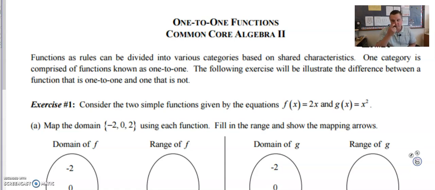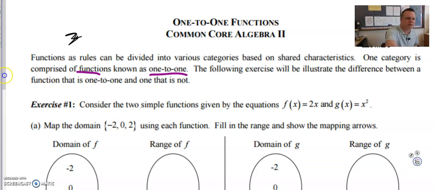So, one-to-one functions. Functions can be divided into categories based on shared characteristics. So we have functions that are known as one-to-one. That's what we're going to look at today, and we're going to see the difference between a function that is one-to-one and one that is not.